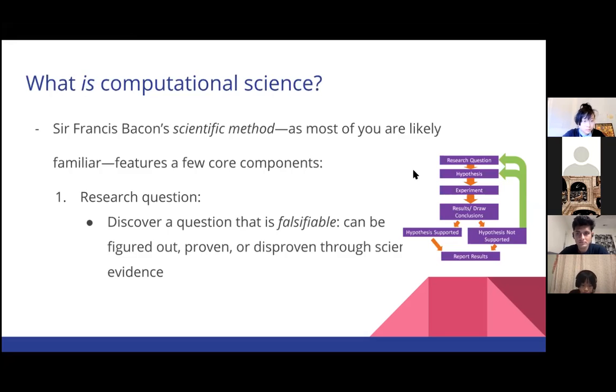So the first one is the research question. We need to discover a question that is of scientific interest and is falsifiable, so it can be proven or disproven through scientific evidence. So, of course, falsifiability is the gateway criterion that we often use before proceeding further with scientific research. Some questions are far easier to disprove or prove scientifically than others.